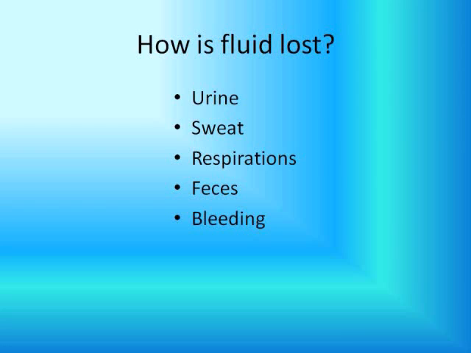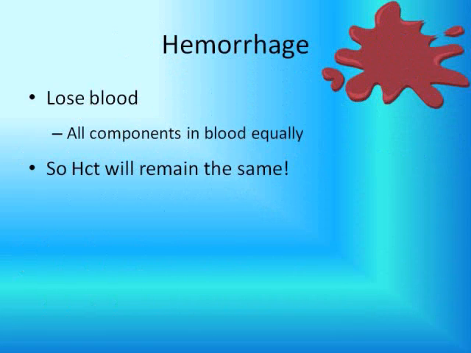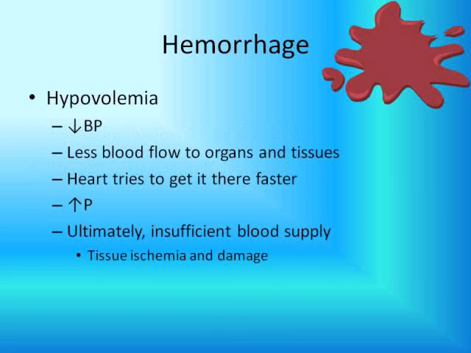With hemorrhage, we not only lose fluid and plasma, but we lose the blood components, the red blood cells, white blood cells, platelets, etc. We lose plasma proteins and electrolytes. All components in blood are lost equally. So the hematocrit is going to remain the same. But the person will be hypovolemic.